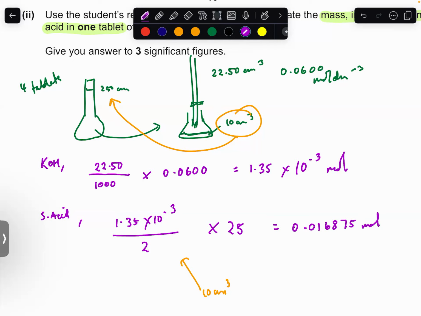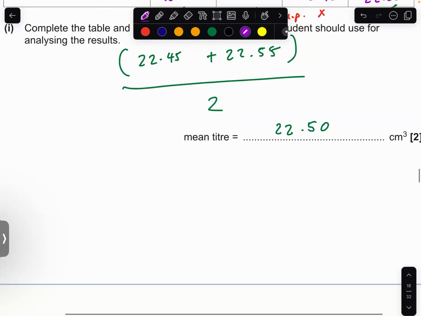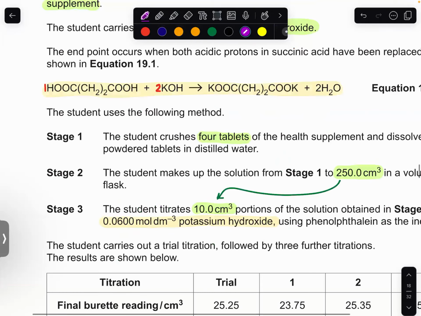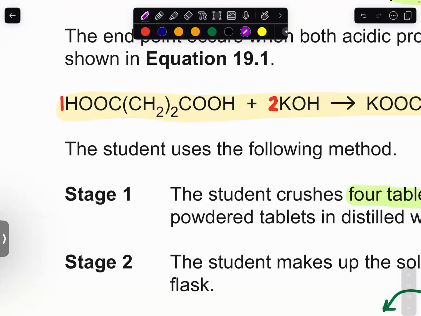Now, what we want to do is work out what the mass would be. So we need to multiply this by the MR of succinic acid. What is the MR? Let's work this out here. This is 45. The COOH is 45, 45. I've got 14 and 14 in the middle. It's 118.